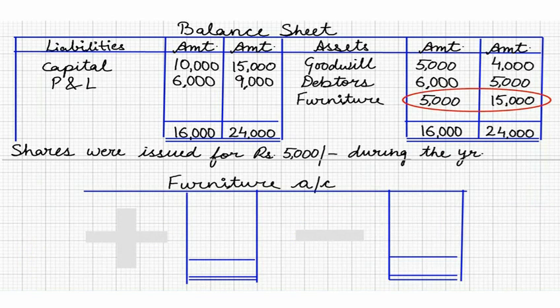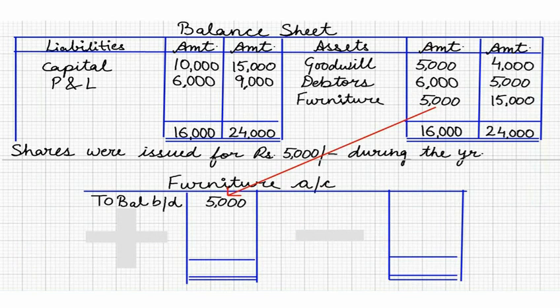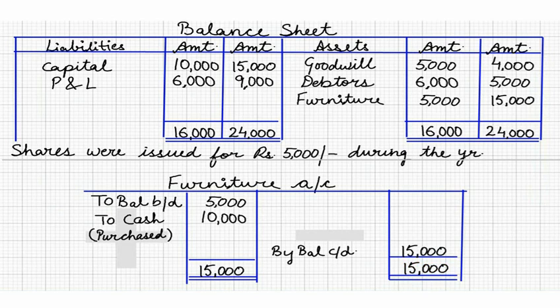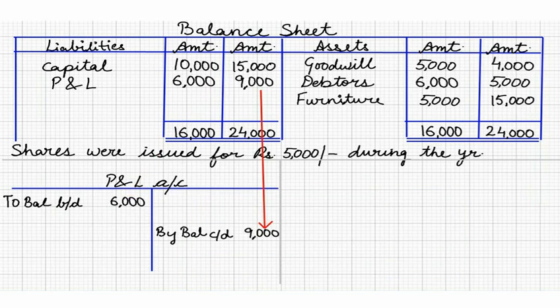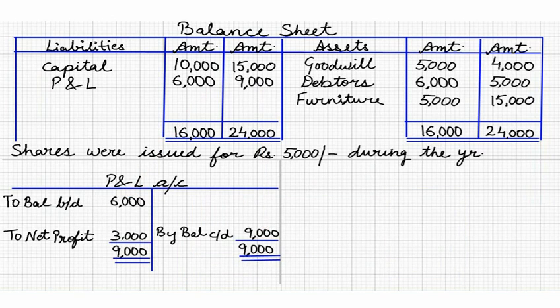Furniture 5,000, 15,000. I strongly suggest you prepare the furniture account. So to balance b/d 5,000, by balance c/d 15,000. So on the credit side, the total is 15,000. Now on the debit side, one item is missing for 10,000. There are two possibilities. The stronger possibility is that furniture must have been purchased. So to cash, in the bracket you can write purchased rupees 10,000. It means furniture has been purchased for rupees 10,000. The capital account I have already prepared. Profit and loss account 6,000 to 9,000. It means there was a net profit of rupees 3,000.